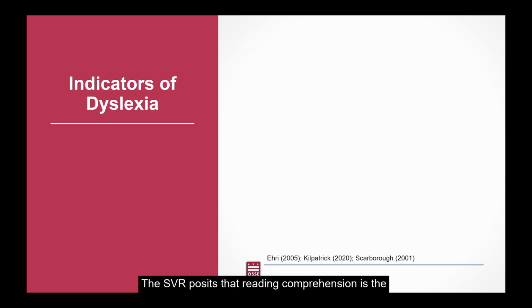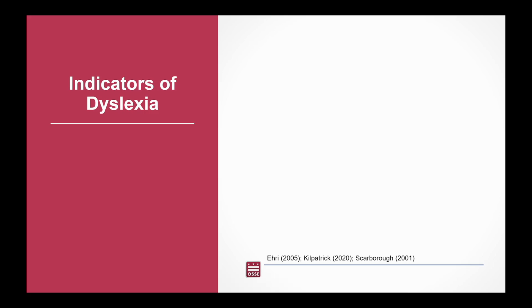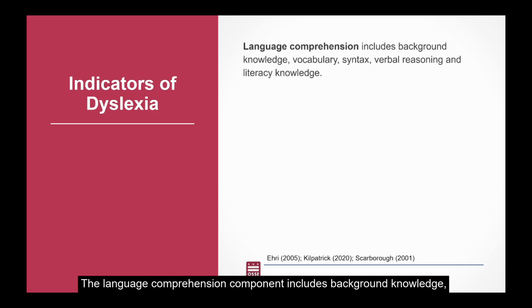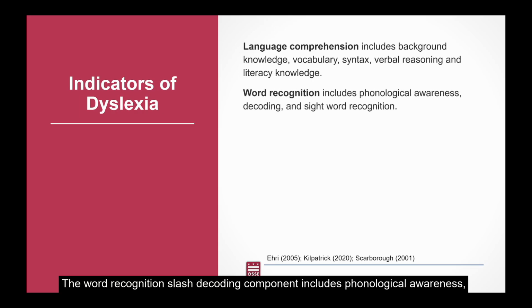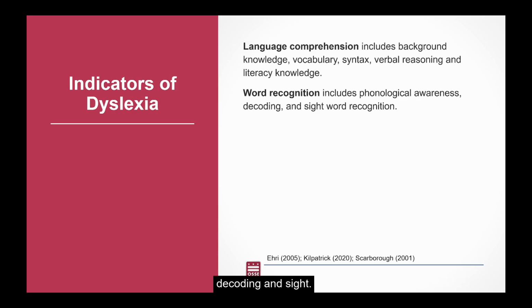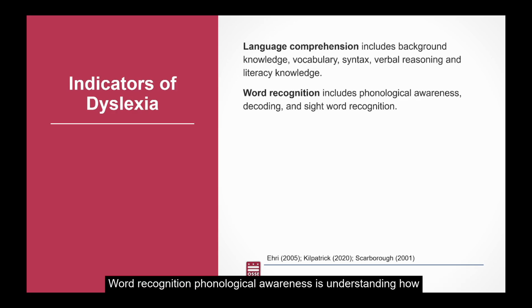The SVR posits that reading comprehension is the product of language comprehension and word recognition. The language comprehension component includes background knowledge, vocabulary, syntax, verbal reasoning, and literacy knowledge. The word recognition/decoding component includes phonological awareness, decoding, and sight word recognition.